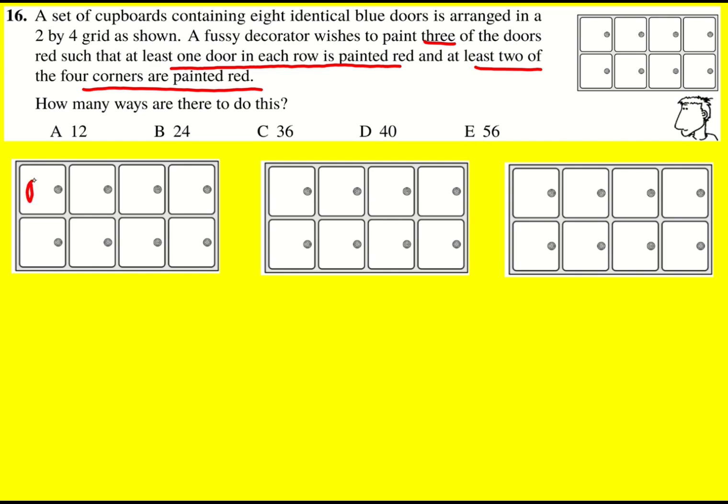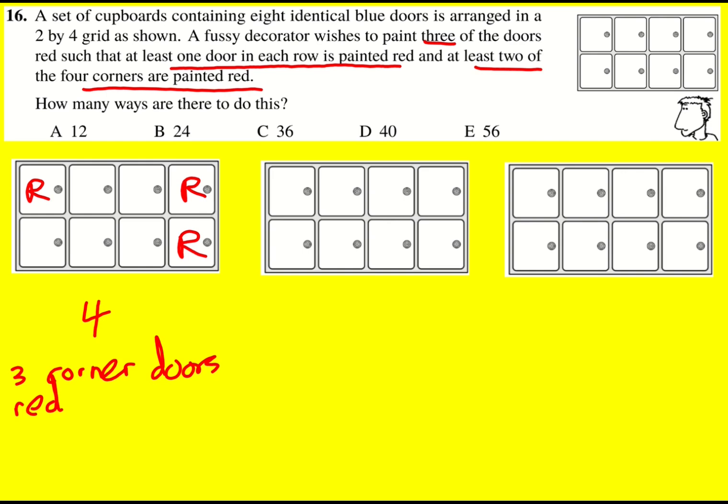Case 1, we're going to paint 3 corner doors. Now that means that 1 corner door is not being painted, and there's 4 that I could not paint, and so there's going to be 4 in total. We're going to be guaranteed to get at least 2 of the 4 corners painted red, and we're going to be guaranteed that 1 door in each row is painted red. So 3 corner doors red.